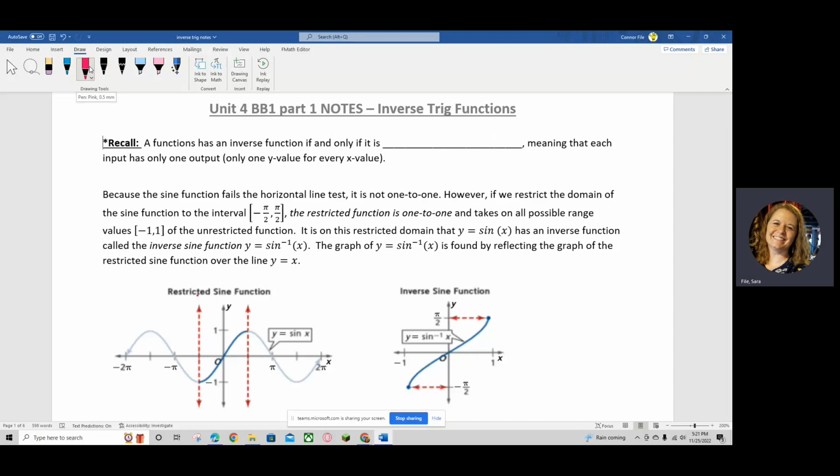functions only have an inverse, or a function has an inverse if and only if it's 1-to-1.